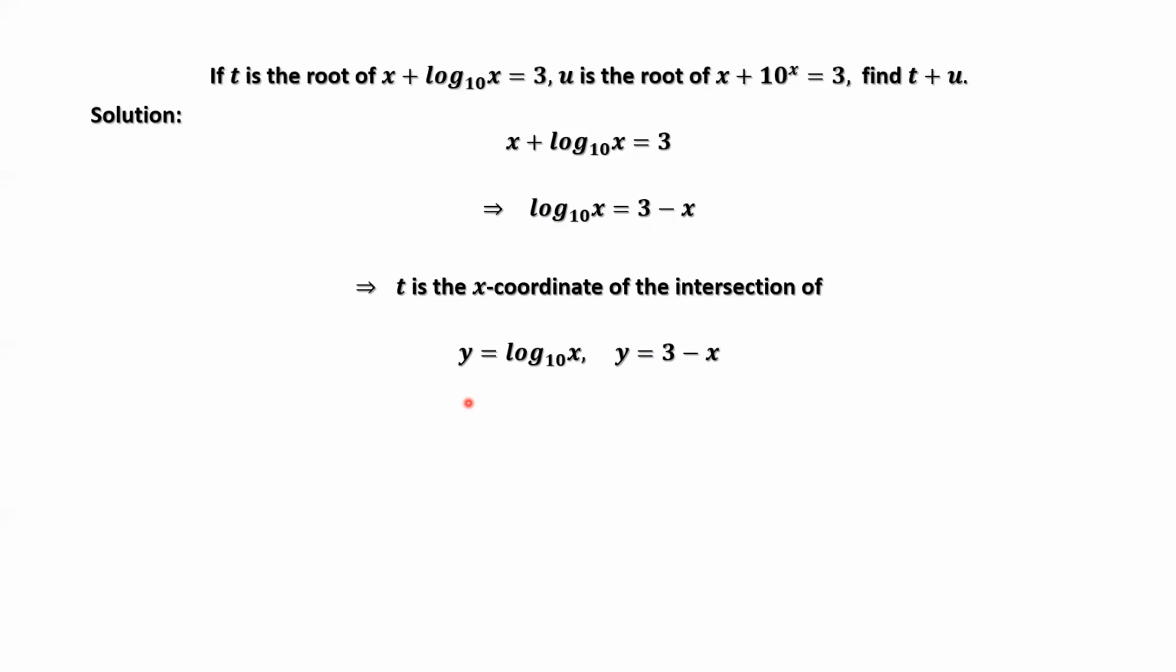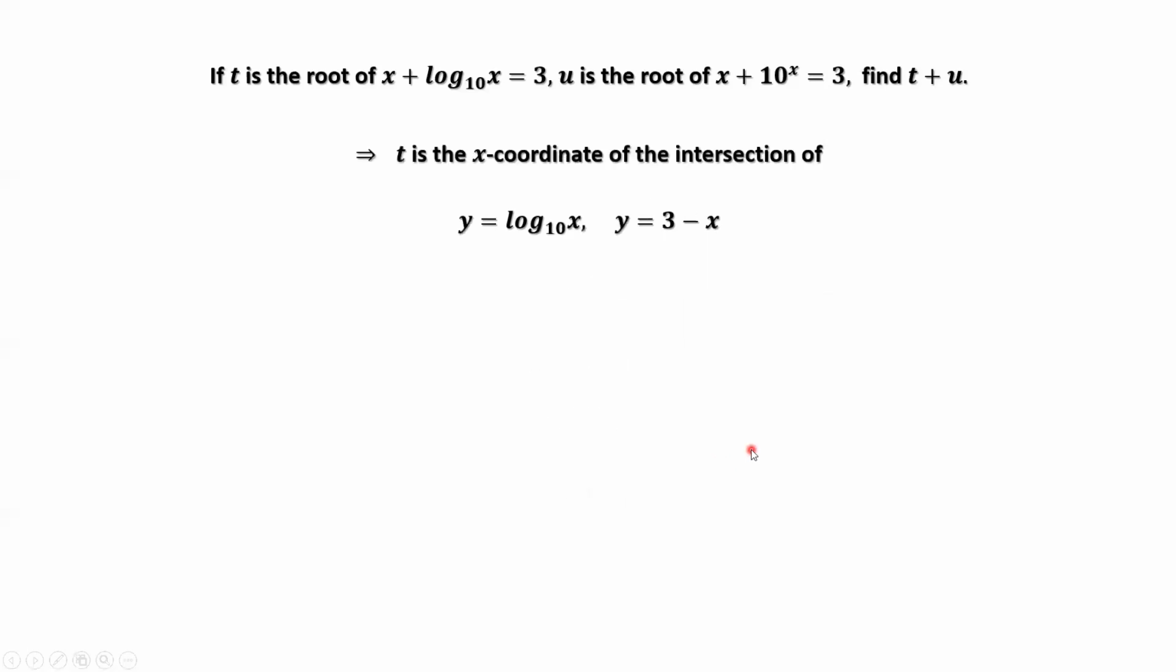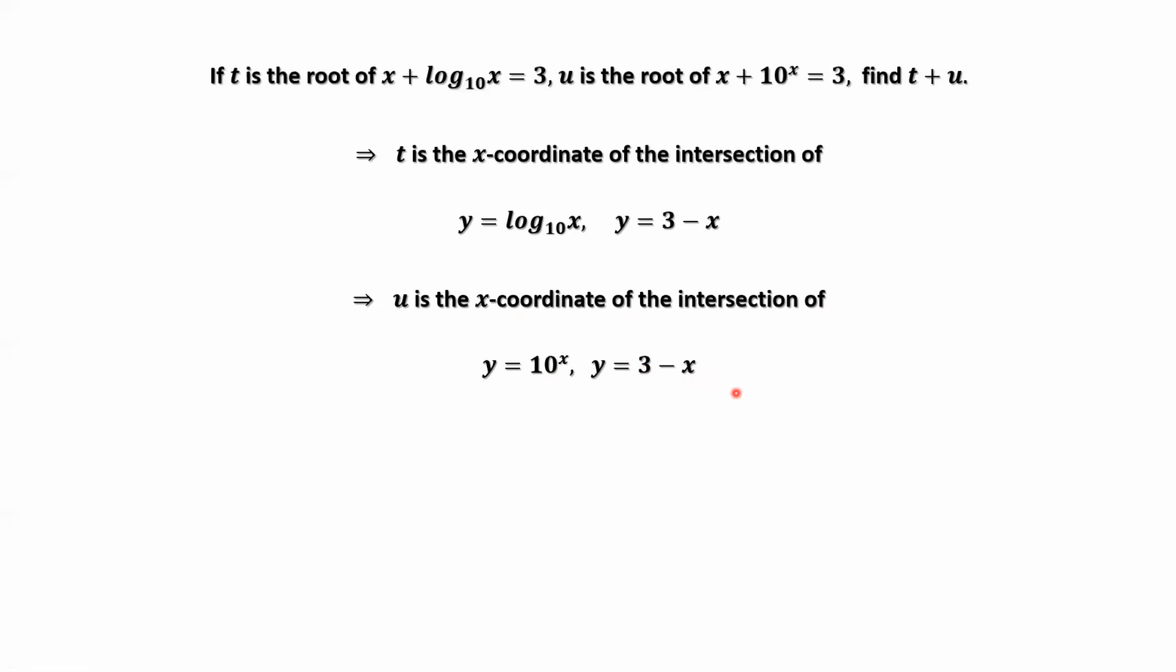From the second given condition, we have 10 to the power x equals 3 minus x. We have the similar result. U is the x-coordinate of the intersection of the following two functions. Y equals 10 to the power x and y equals 3 minus x. Let's check the graphs.